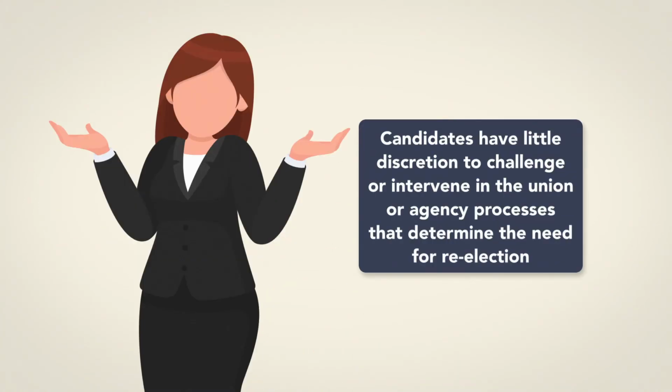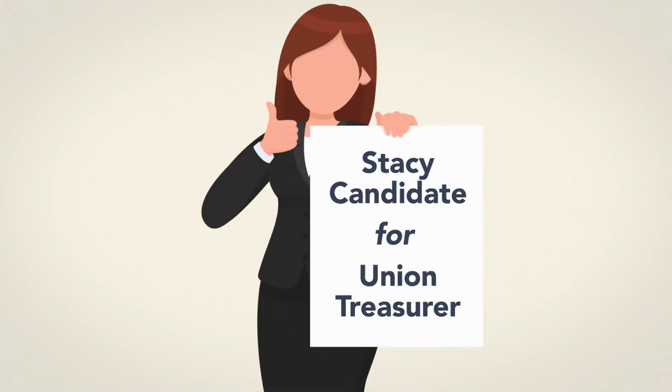Candidates have little discretion to challenge or intervene in the union or agency processes that determine the need for re-election. Thus, when a second election is called, campaigning typically resumes almost immediately.